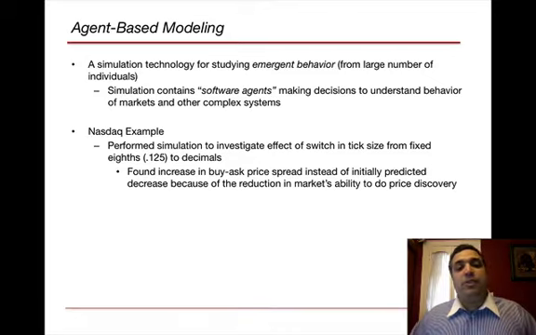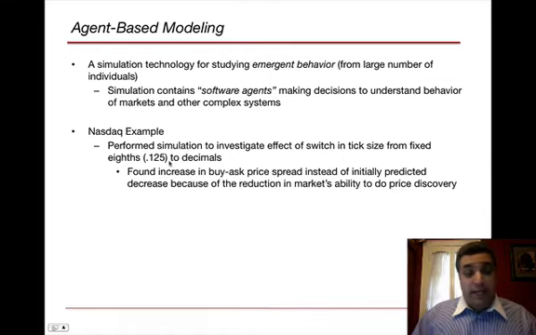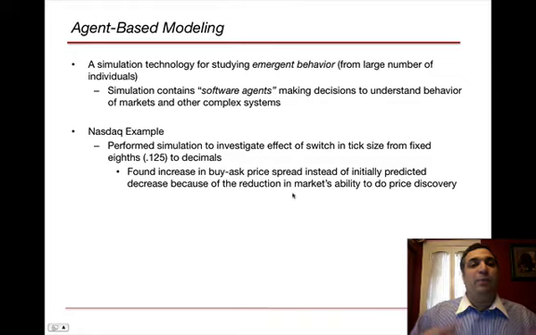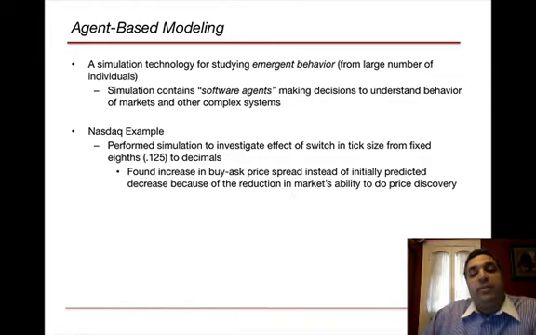NASDAQ performed a simulation to investigate the effect of a switch in tick size from fixed eighths, 1.25, to decimals. Instead of 1/8, 3/8, they went to 1.25 as a decimal. They found an increase in the bid-ask price spread instead of the initially predicted decrease, because of the reduction in the market's ability to do price discovery. So by doing this agent-based modeling and putting things out there, they literally found that they would actually increase the bid-ask price spread.